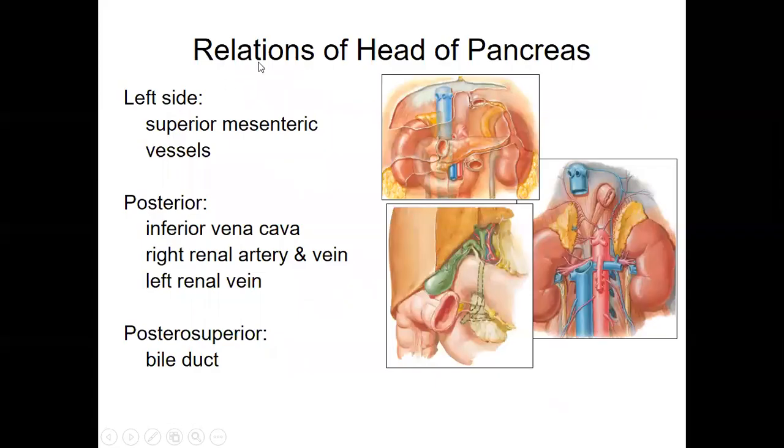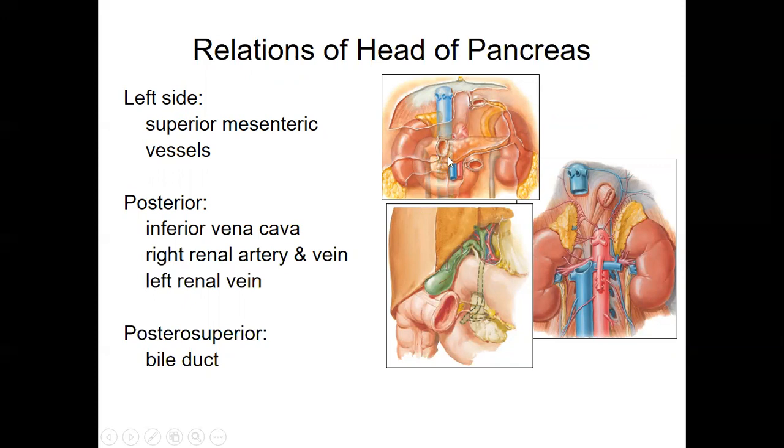For the relations of the head of the pancreas, on the left side we have the superior mesenteric vessels. If you remove this, you can see there are two components of the mesenteric vessels, the superior mesenteric vein and also the superior mesenteric artery. On the left side, it is related to the superior mesenteric vessels.